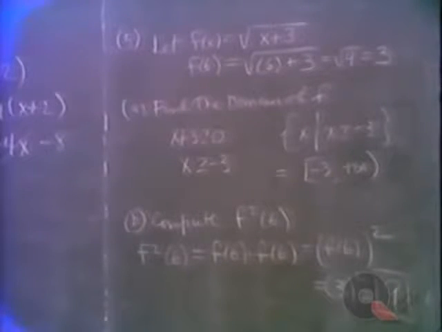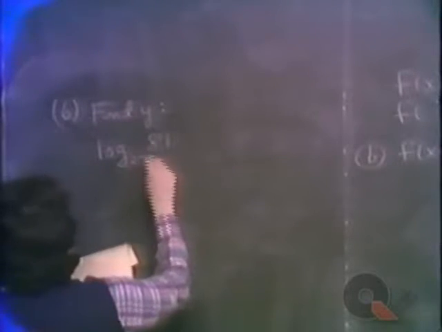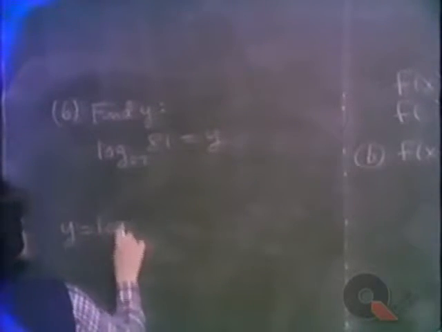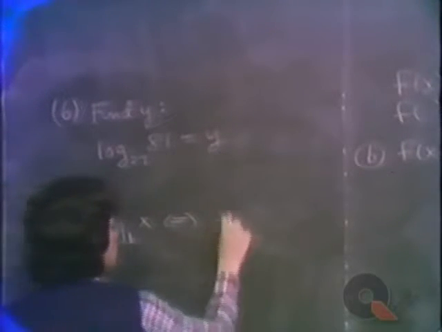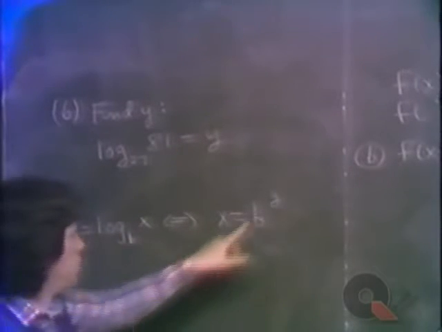In problem 6, okay, the next few problems deal with logarithms. In 6, we want to find y such that the log of 81 to the base 27 is equal to y. Now, in working with logarithms, we need to remember the basic definition. When I say that y is the log of x to the base b, this is equivalent to saying that x is equal to b to the y power. That is, the y here is the log of x to the base b. The log is the power that you'd have to raise the base to get the number here.